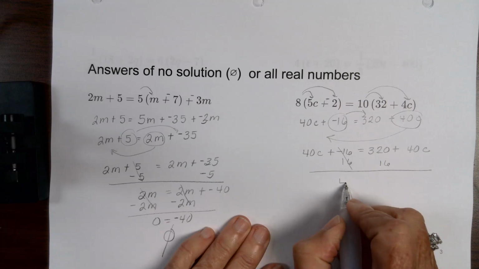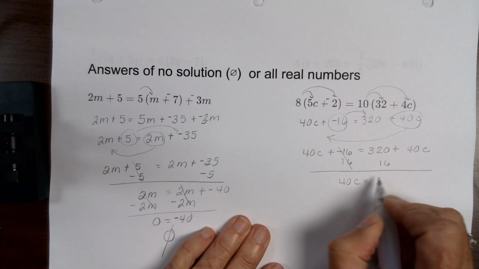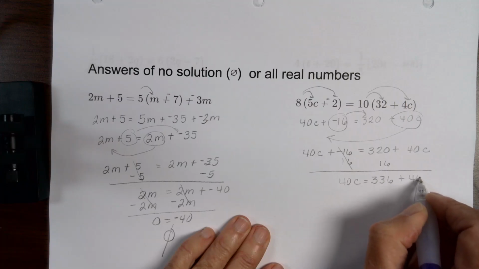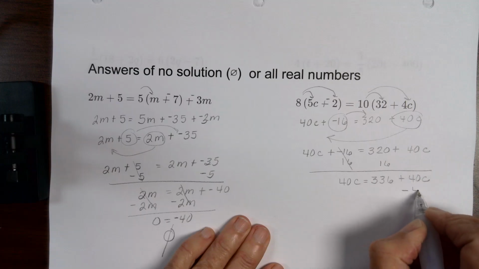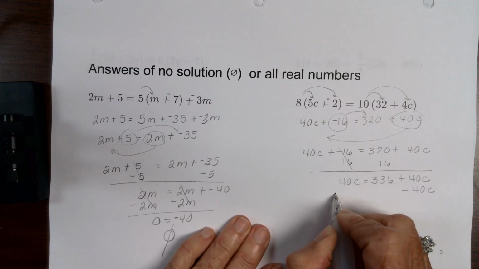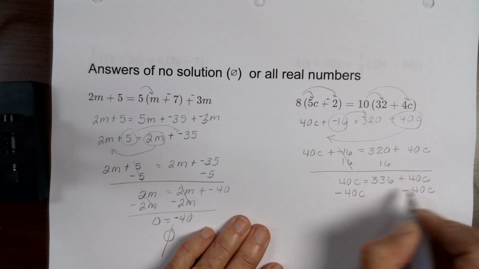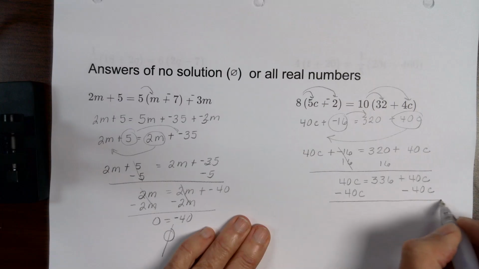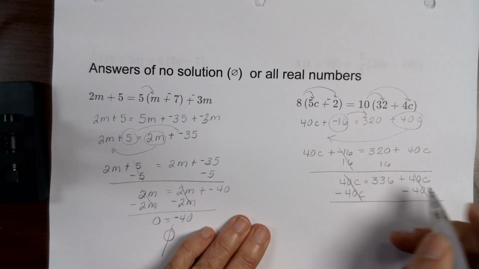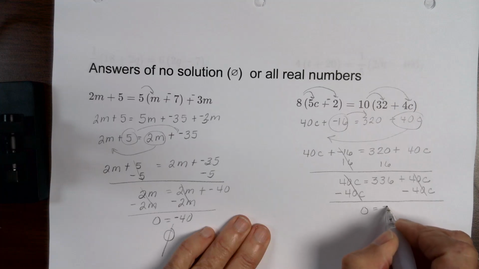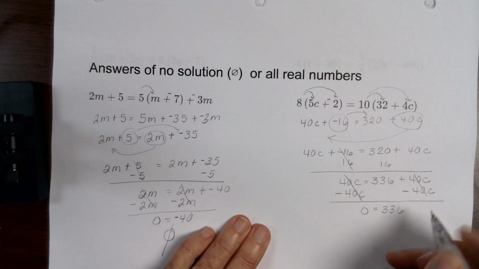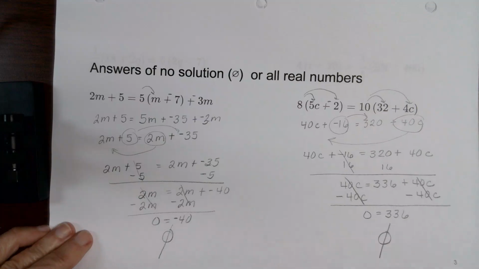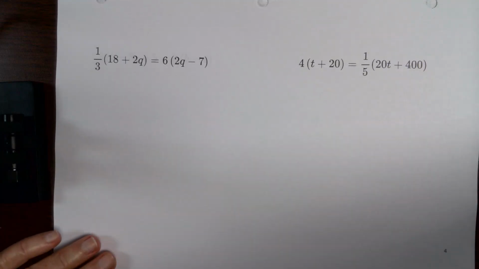Those go away, so I have 40c is equal to 336 plus 40c. I'm going to add a negative 40c to put it on the other side, because I want to take it over there. So I do just the opposite of what I have here. Notice in both spots, when I add them, they cancel out. So I get 0 is equal to 336, which is not true. So that is the empty set. There is no solution for it.